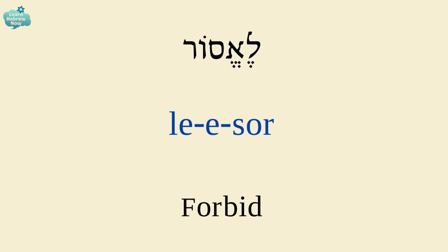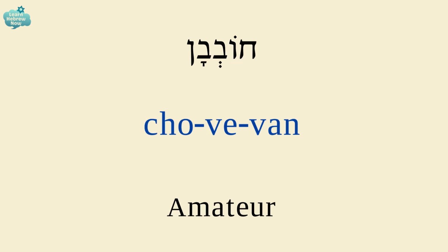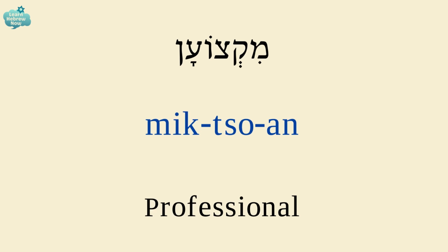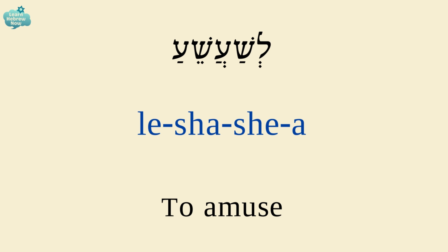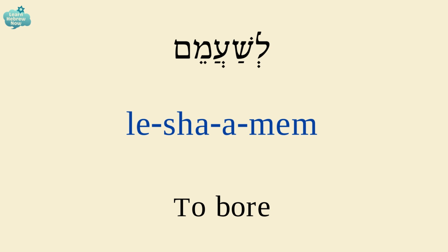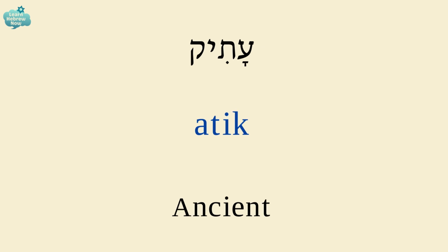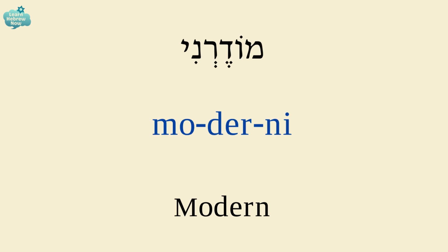To forbid is לאסור. An amateur is חובבן. A professional is מקצוען. To amuse is לשעשע. To bore is לשעמם. Ancient is עתיק. Modern is מודרני.